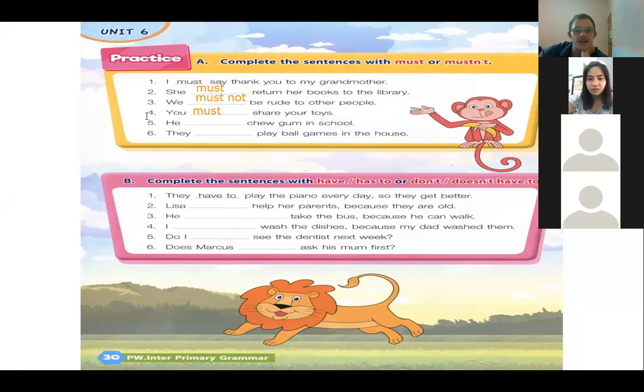Number 5, he chew gum in school. Bubble gum. What do we think? Must or must not? Must not. He must not chew gum in school.